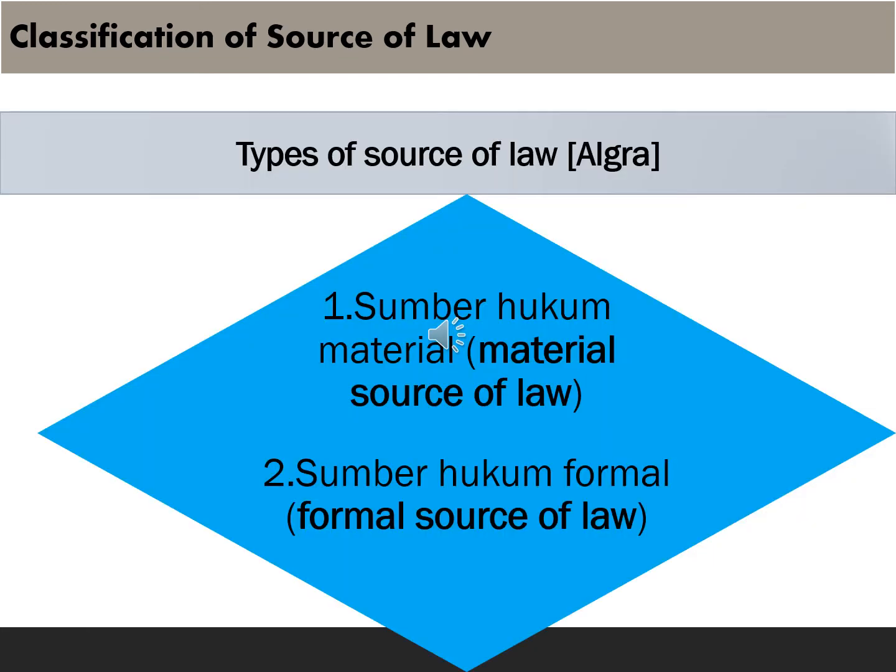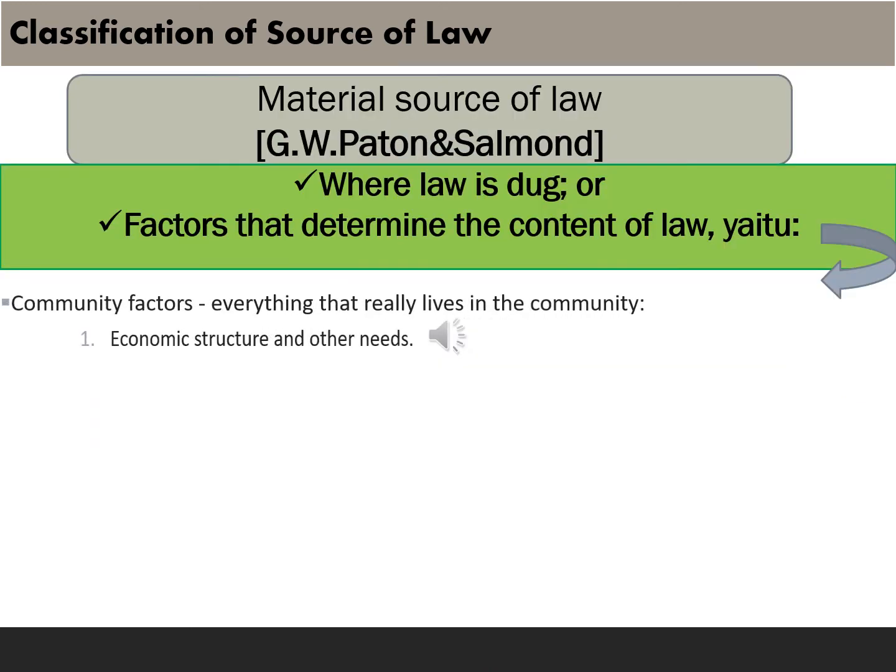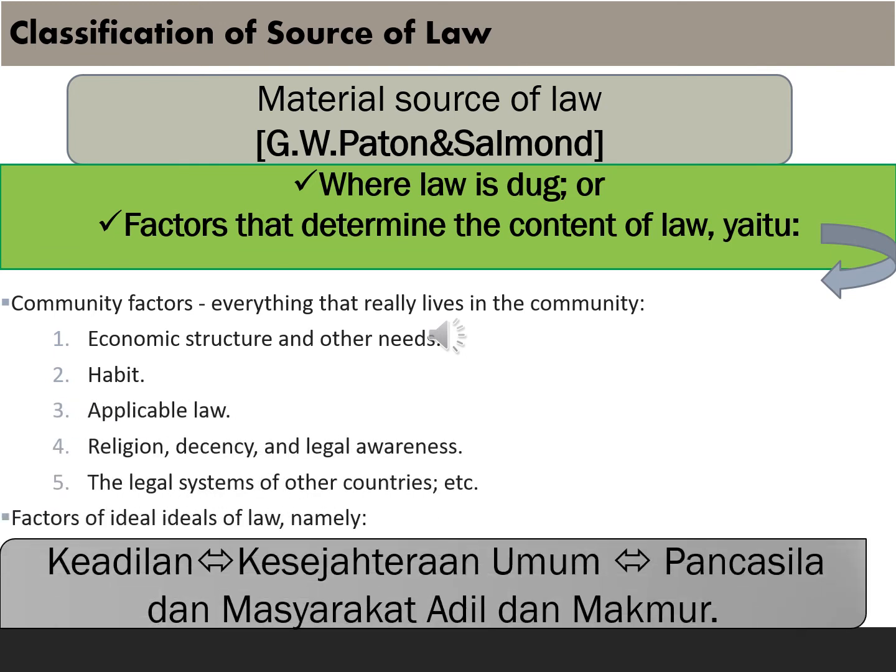Next are the classifications of sources of law, or types of sources of law: material sources of law, and also formal sources of law according to Algra. Material sources of law talk about where the law is dug. It's the same as the second definition of sources of law. When it comes to material, we talk about where the substance of law is explored or collected. I already mentioned before: economic structure, legal system, religions. It can also come comparatively from other countries, as many countries learn from best practice in other countries.